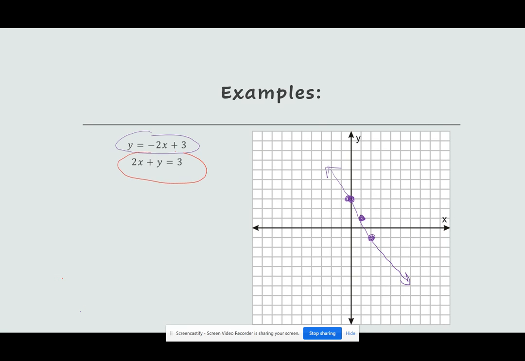This one, I need to make it be in slope-intercept form, so I'm going to subtract my 2x term from both sides. So we have y equals negative 2x plus 3, and now I can graph it. But oh look, it's the same exact equation. So this is where we get infinite solutions.